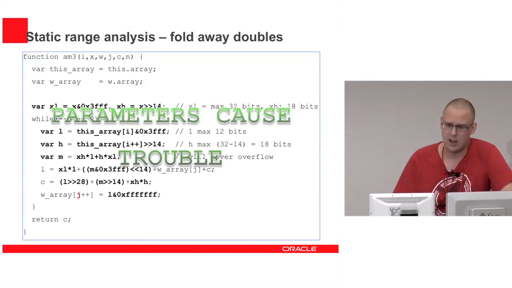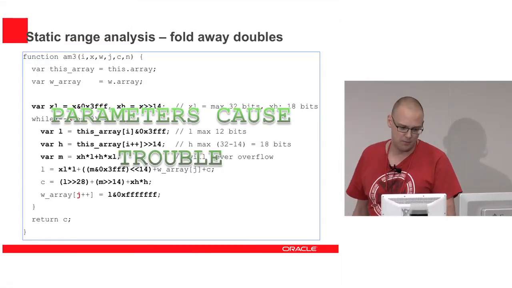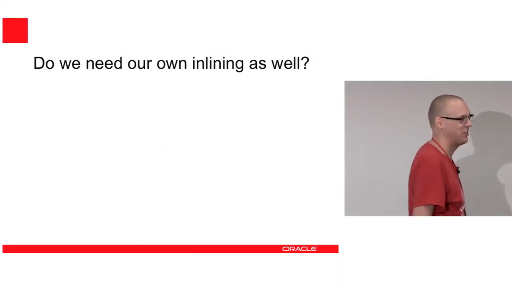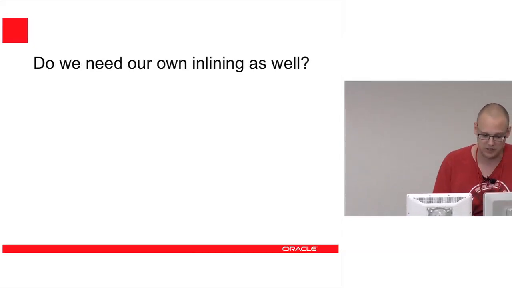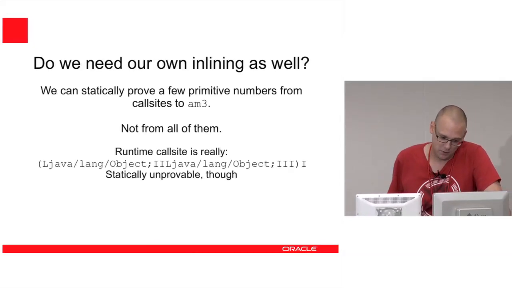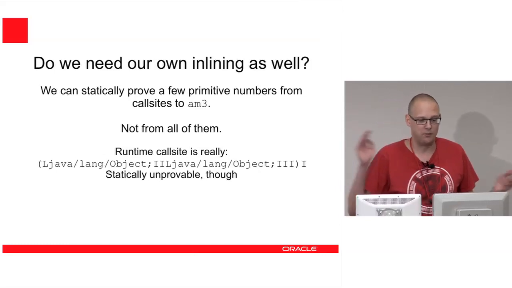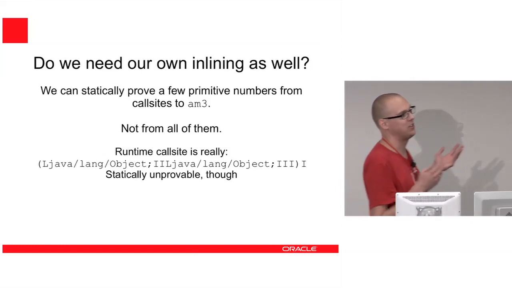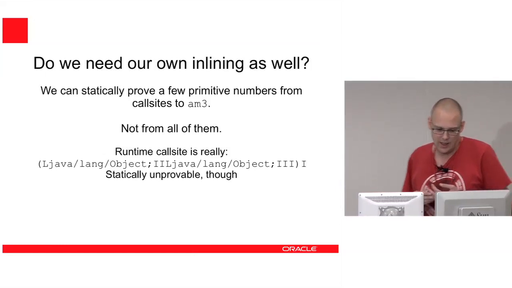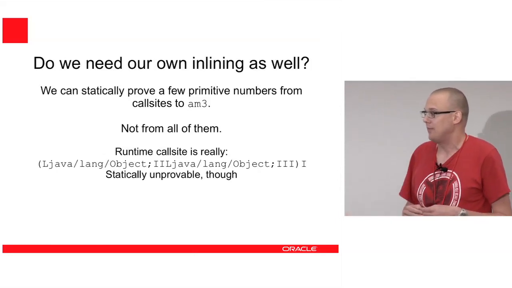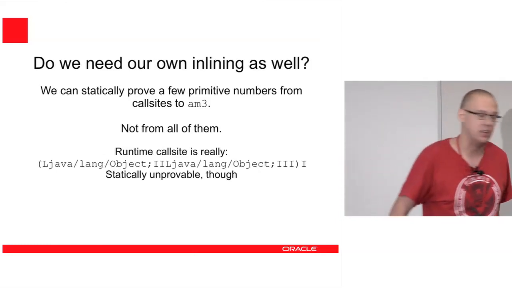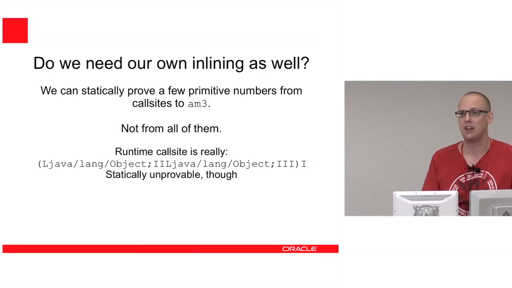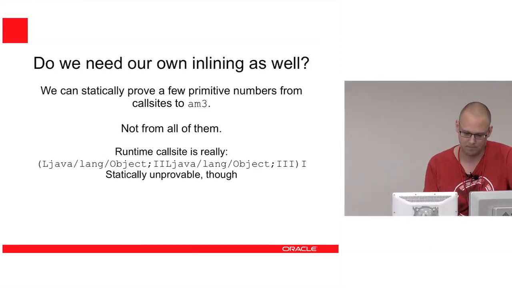Parameters cause trouble. If we keep continuing down the static road, obviously I'm implementing my own runtime in Java, executing JavaScript on the JVM, and that's not where we want to go. That's not what invokedynamic was intended for. We can statically prove a few primitive numbers from call sites to AM3. Sometimes you see that it's called with a constant, and then you know it, and sometimes it's called with the result of an integer arithmetic operation or whatever. The runtime call site really, and this doesn't change throughout the run, takes only integers and two objects, which in this case are JavaScript arrays, but we can't prove that statically. So we can't proceed further along the static analysis path.